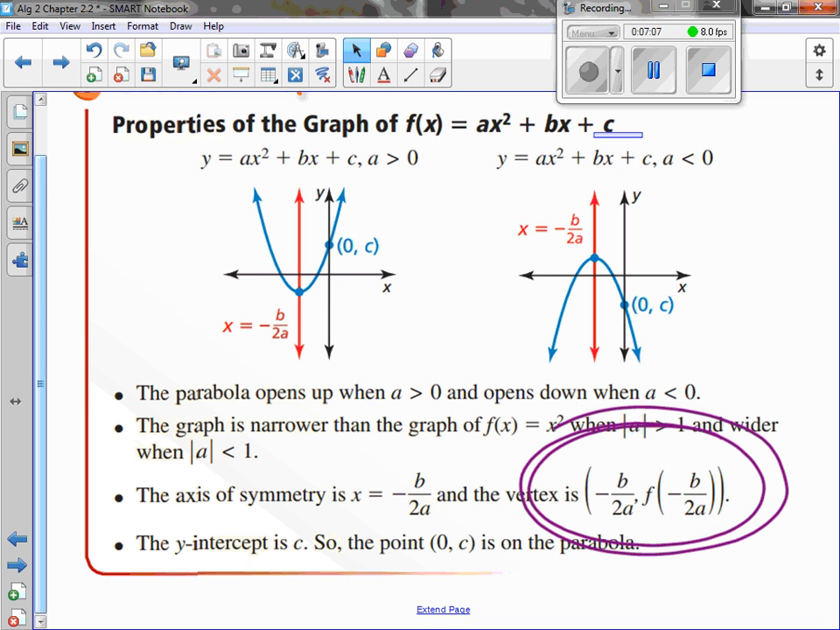Isn't that kind of the same thing with linear equations? Y equals mx plus b. The b value was the y-intercept. So most of these higher degree polynomials, the number that's by itself in that formula will be the y-intercept.